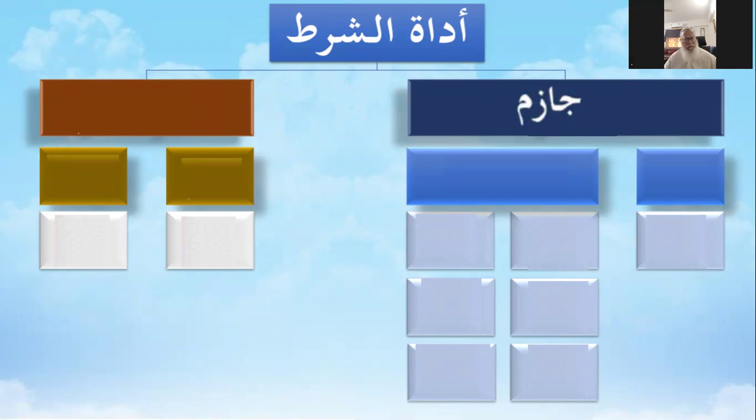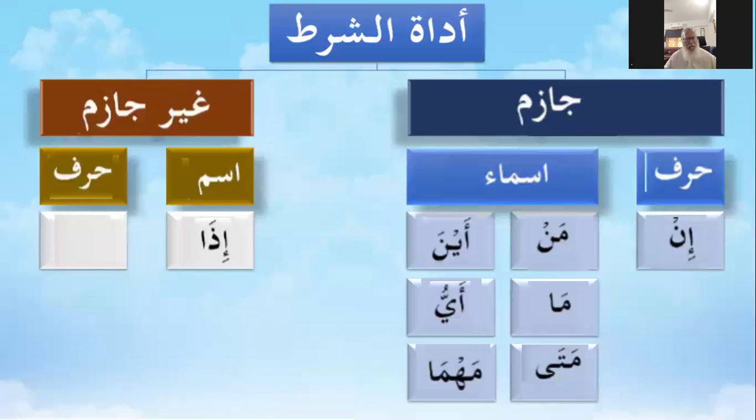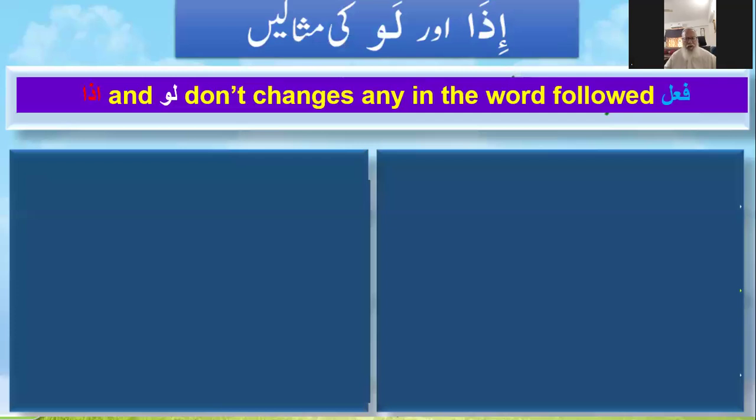They may be jazim, which gives a jazm, just like in. They may be asma, just like man, ma, mata, aina, ayyu, or mahma. So these are asma, and there may be ghair jazim. Ghair jazim, they don't change the word, they don't bring the jazm. Among the ism is iza, and among the harf is law. We say law harf shart. Actually, it does not change the verb. What is the difference in iza and law? Iza and law don't change any of the following words.